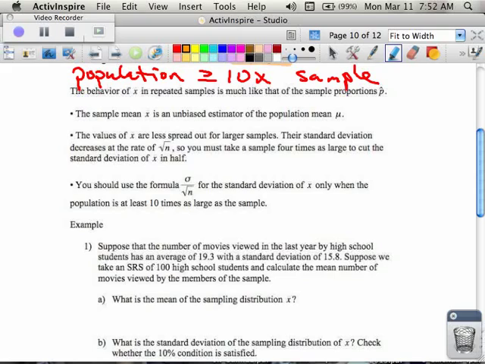And our means work similarly to our proportions. It's an unbiased estimator of our mean, and we know that the larger our sample, the less our variability, and the decrease, and you'll see this in work in a little bit, decreases at the rate of the square root of n. So, for example, if you want your standard deviation to be decreased in half, you want the sample to be 4 times as large, because the square root of 4 is 2.